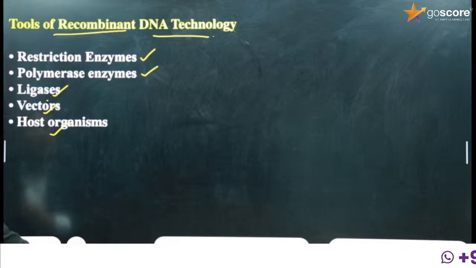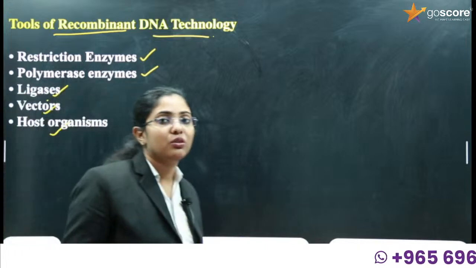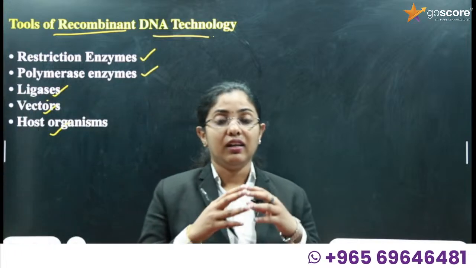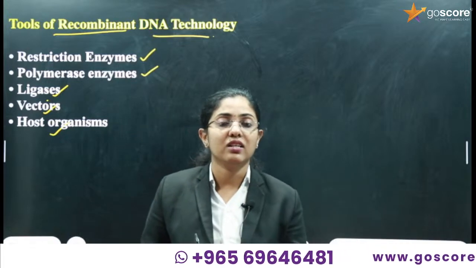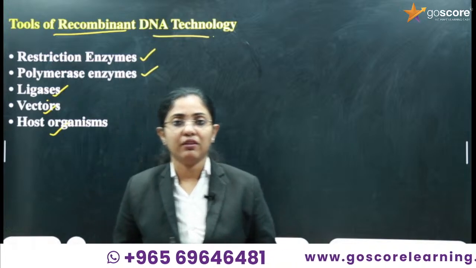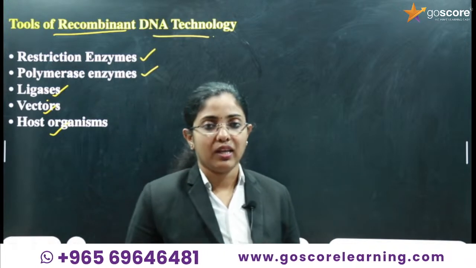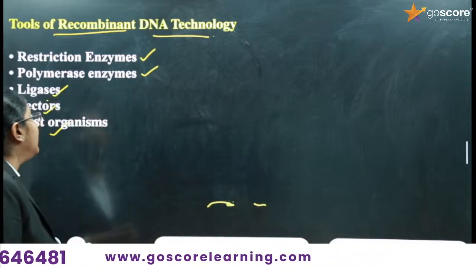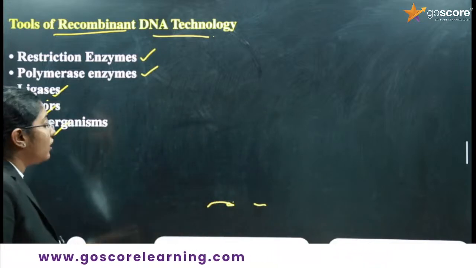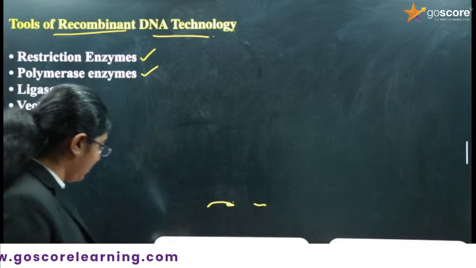Next, the last one, the host organism. Host organisms are the organisms where the trait has to be expressed. When the trait is expressed, we get a proper result from that particular host organism. So these are the different tools for recombinant DNA technology.